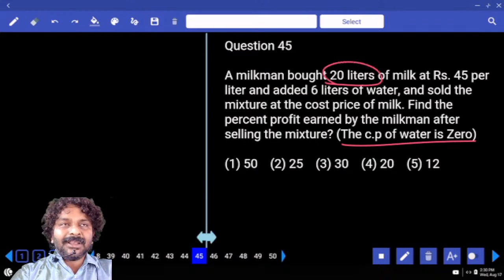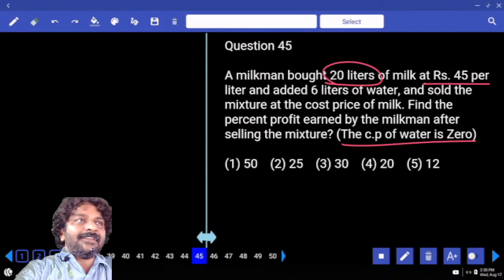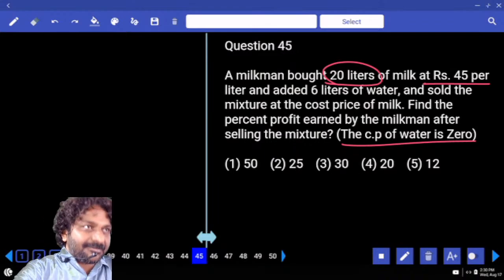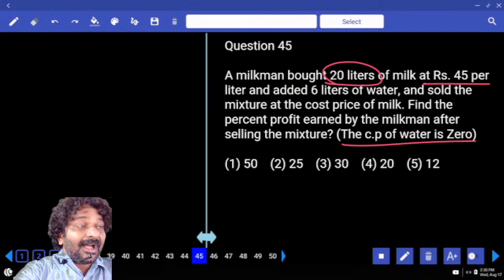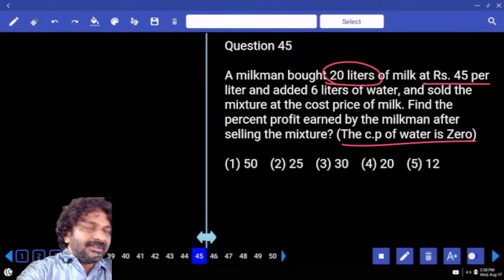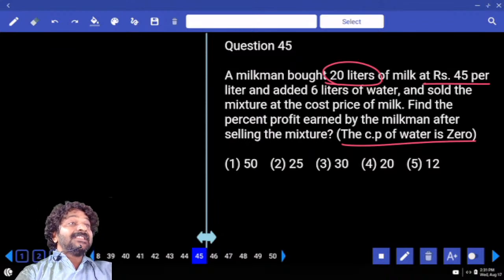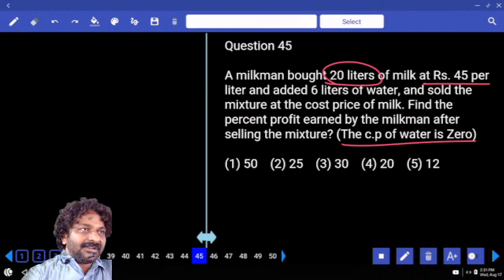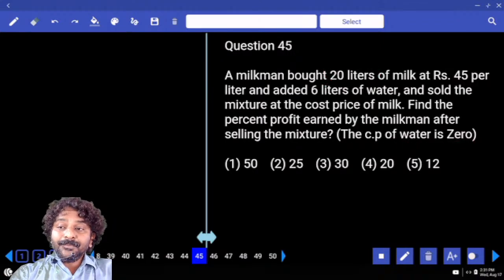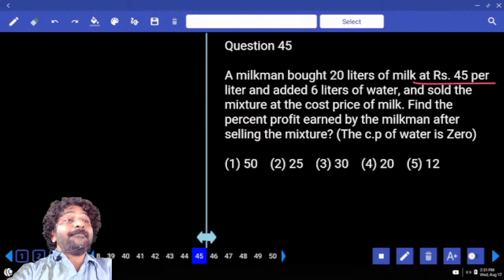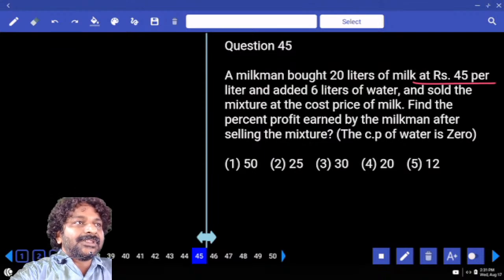We have 20 liters of milk. Each liter we purchased at 45 rupees. If we are selling the same quantity, that is 20 liters of mixture without adding water, and at the same price, there is no profit, no loss. In terms of quantity we are not changing, in terms of price we are not changing. So there is no profit and no loss. As cost price is 45 rupees and we are selling it at the same price, selling price and cost price both are same.